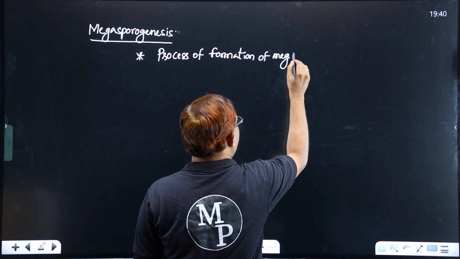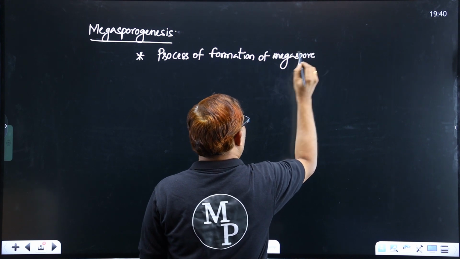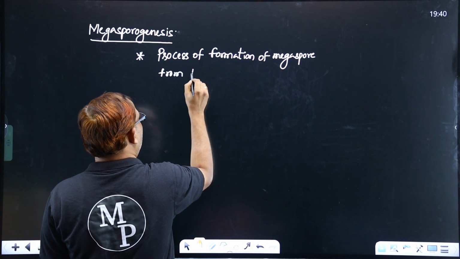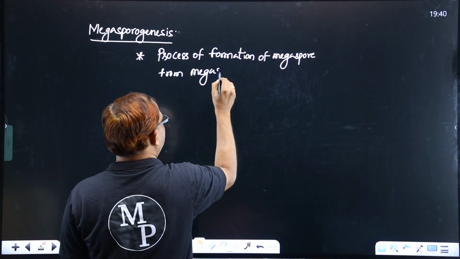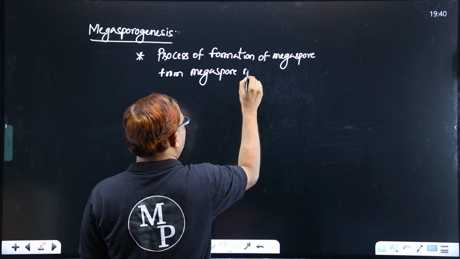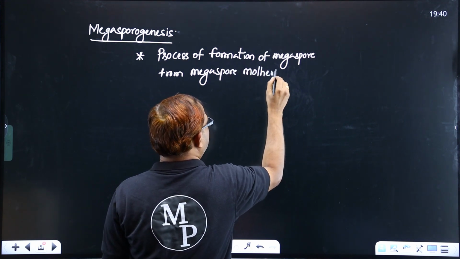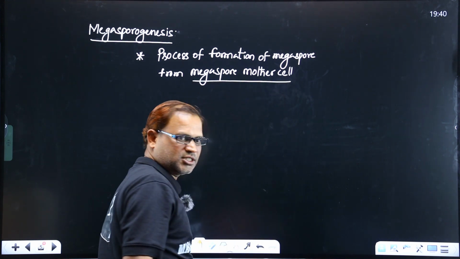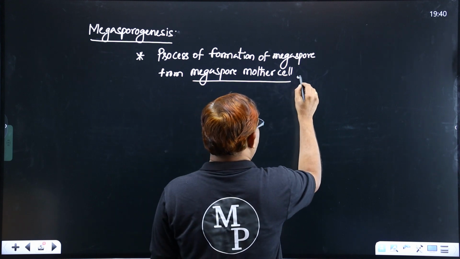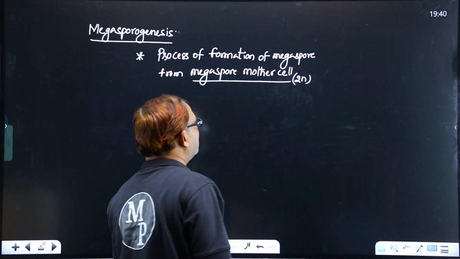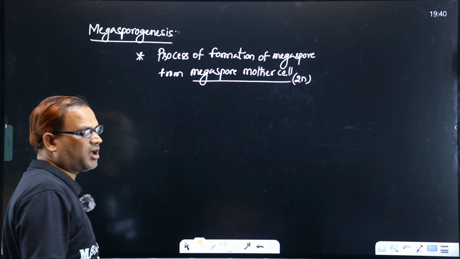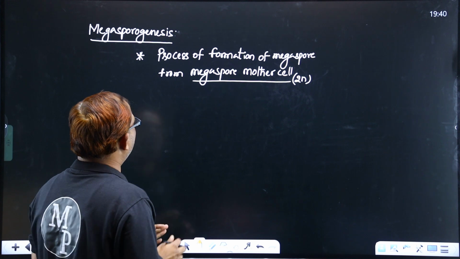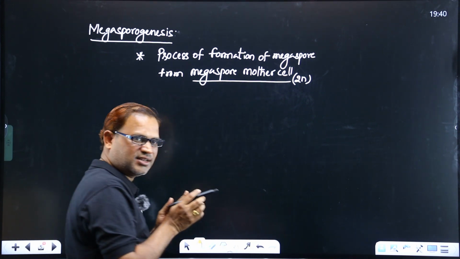From where? From the megaspore mother cell. All mother cells have a ploidy of 2n. This process is called megasporogenesis. Before going to that, what about the megaspore mother cell?